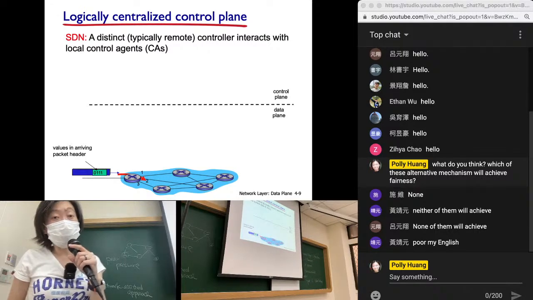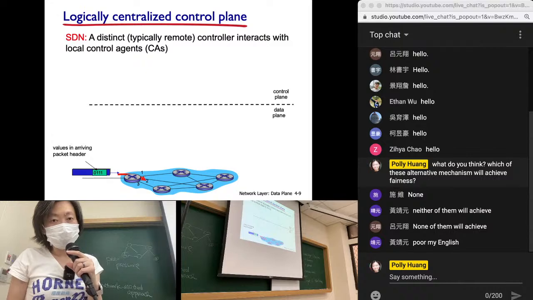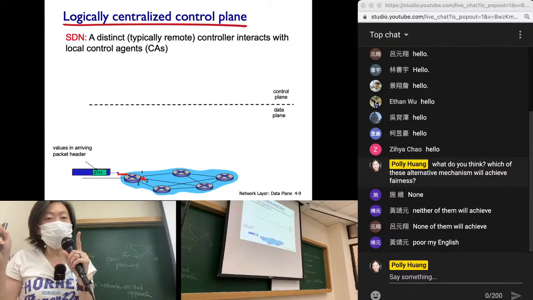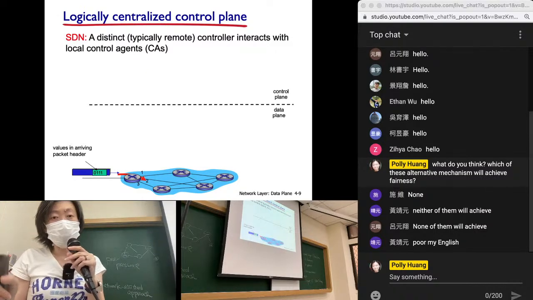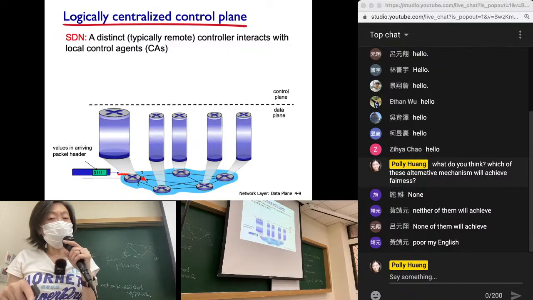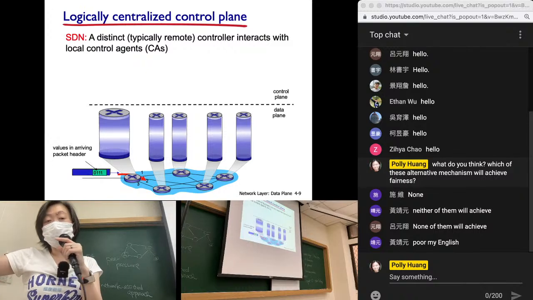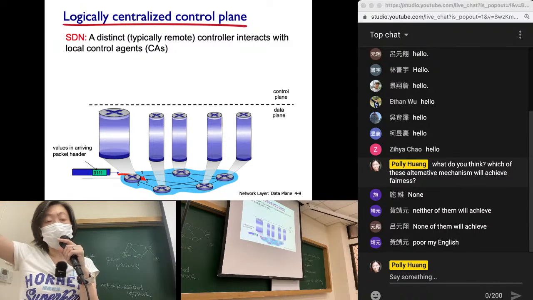But in modern days, the other model is software-defined networking. Only 1 or 2 servers are there to do the computation, so it looks a little bit different. In each of these local routers, the functionality is going to be very limited because it's not doing much of these control plane functions.